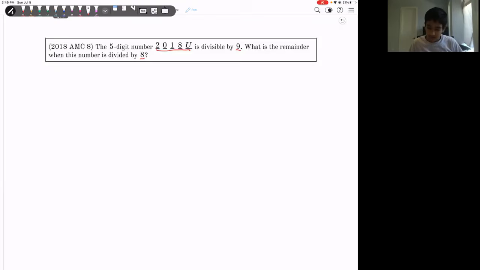So the key trick here is to use the divisibility rule for 9 to find out what U is. And then after that, use the divisibility trick for 8 to find out what the remainder is, essentially. So first, the first step is to find U. Then after you find U, try to see when it's divisible by 8. If you have any questions, you can ask me.